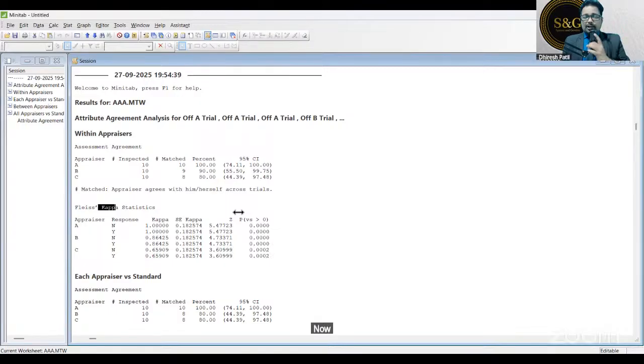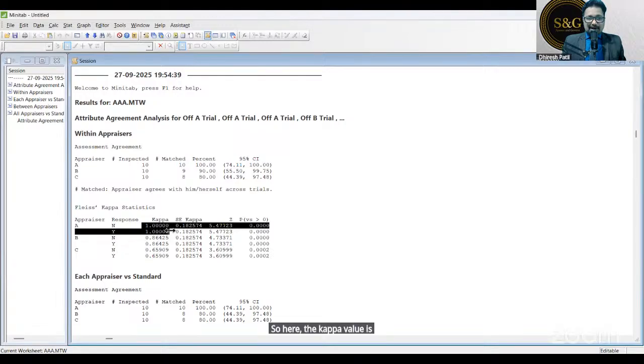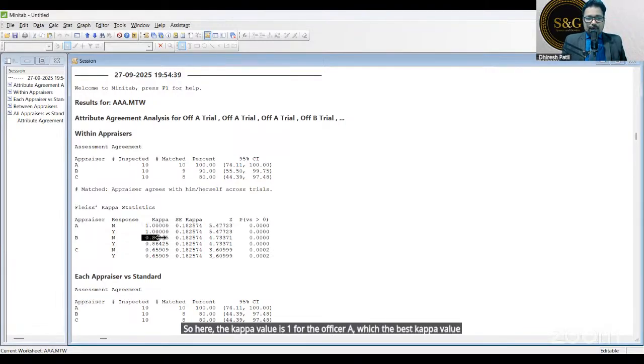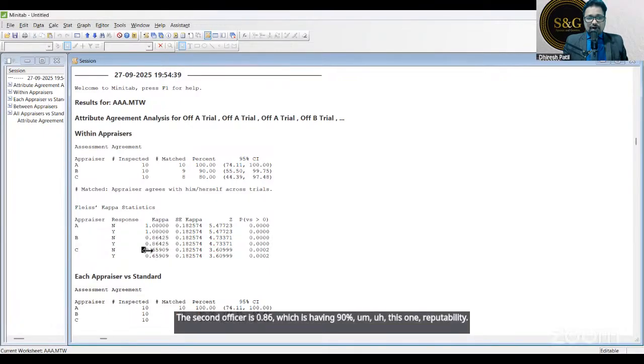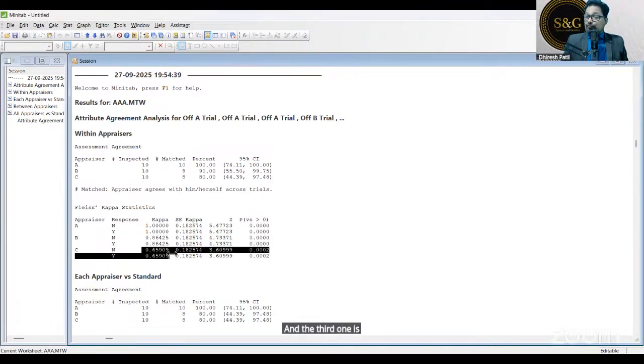Now, kappa value is a value which defines whether it is acceptable or not. Here the kappa value is 1 for officer A, which is the best kappa value. The second officer is 0.86, which is having 90% repeatability. And the third one is 0.65 kappa value for officer C. Again, what is kappa value?